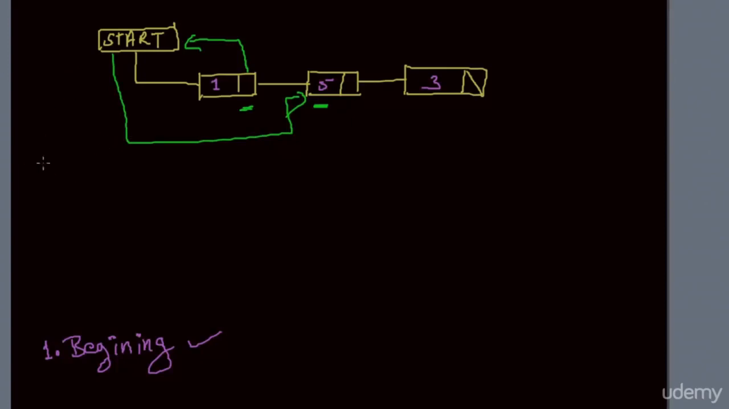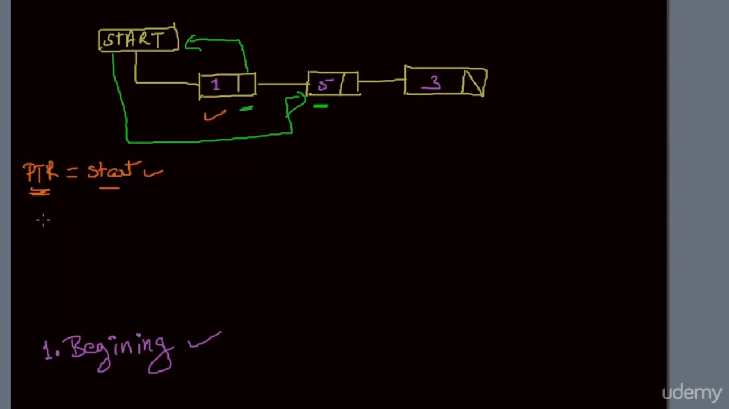First step would be to take a temporary variable, for example ptr, and in this temporary variable we need to store the value of start. So we will store the value of start to ptr. Why would it be required? Because the value of start would get replaced, and later on we would require this address to free up or to delete the first node.